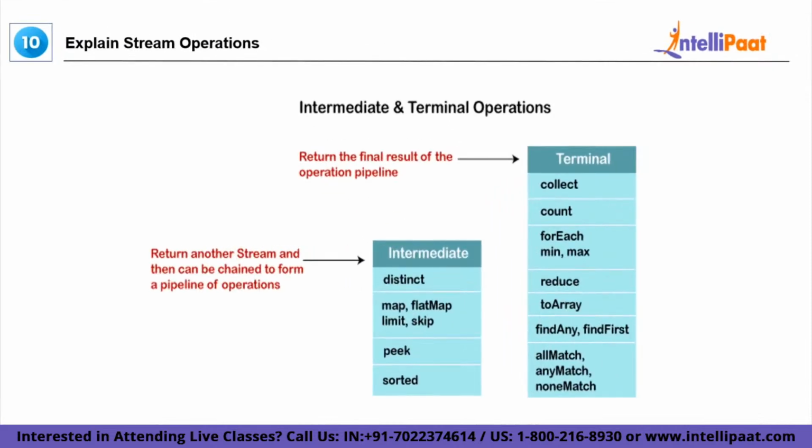Here you can find out that collect, count, forEach, min, max that we have used in the previous program, reduce, toArray, findAny are all terminal operations. These operations will return the final result to the operation pipeline. And then we have intermediate operations such as distinct, map, flatMap, limit, skip, which came with the Java 8 version. Basically these are the stream operations, right? And they will return another stream and can be chained to form a pipeline of operations. I hope you get this difference now.